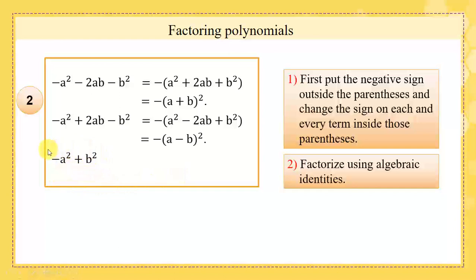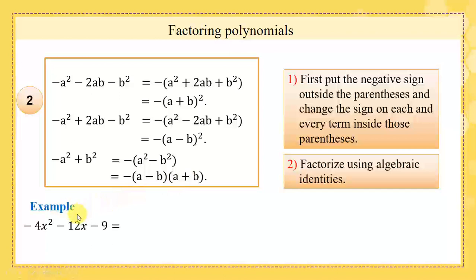Here we have a binomial. So when we take a minus common factor, we get a difference of squares, a squared minus b squared, which can be factorized using the third remarkable identity. We get minus times (a minus b) times (a plus b). Example: negative 4x squared minus 12x minus 9.